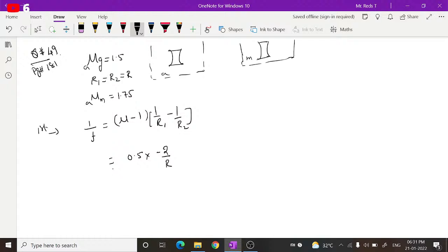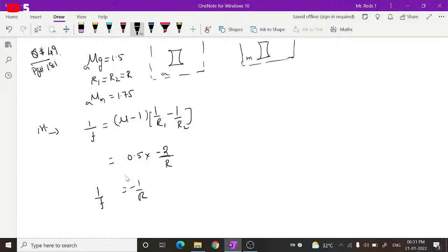Here 1 by R1 minus 1 by R2, the R values we have to take carefully: R2 is positive. This is minus 2 by R. So 0.5 into 2 is 1, so it is equal to minus 1 by R. Minus 1 by R is 1 by f.